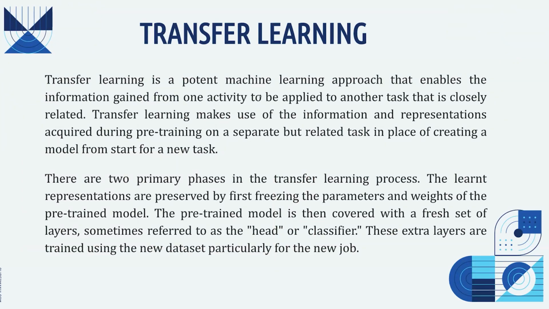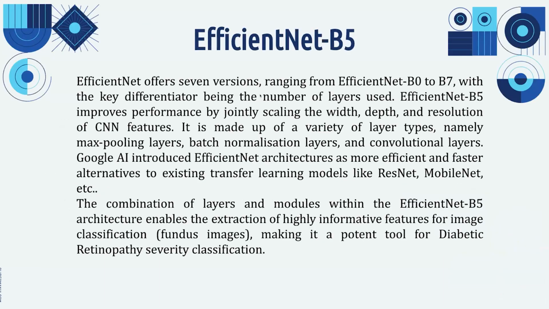The pre-trained model is covered with a fresh set of layers. These extra layers are then trained using the new dataset, particularly for the new job, which is Aptos 2019 in our study. Now, EfficientNet B5 offers 7 versions, it was formulated by Google AI.